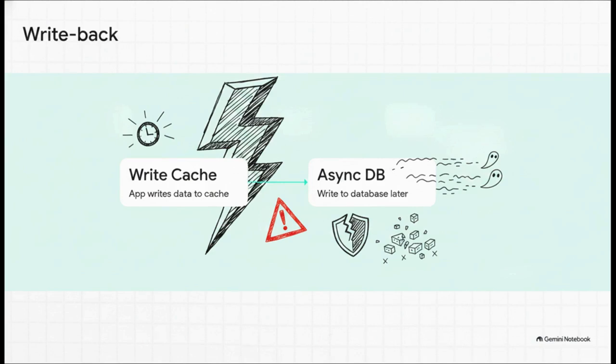Boom. It is incredibly fast. Instead of waiting on the slow, heavy database, the cache asynchronously writes that data to the database later on in the background. The catch here is the risk. If the cache server happens to crash before that background asynchronous save actually happens, that data is permanently lost.